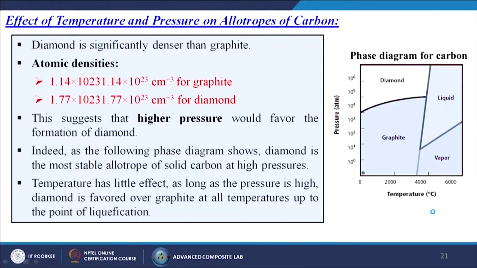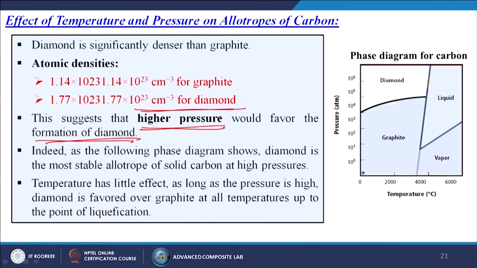What are the atomic densities? Generally, it is 1.14 × 10^23 per cubic centimeter for graphite and 1.77 × 10^23 per cubic centimeter for diamond. So, the atomic density for diamond is much higher. This suggests that higher pressure would favor the formation of diamond.